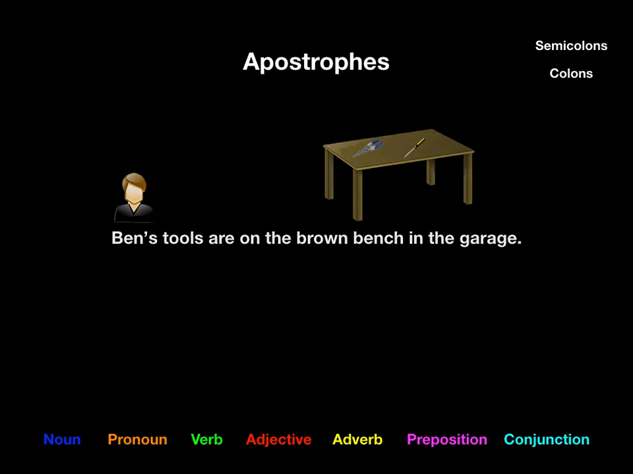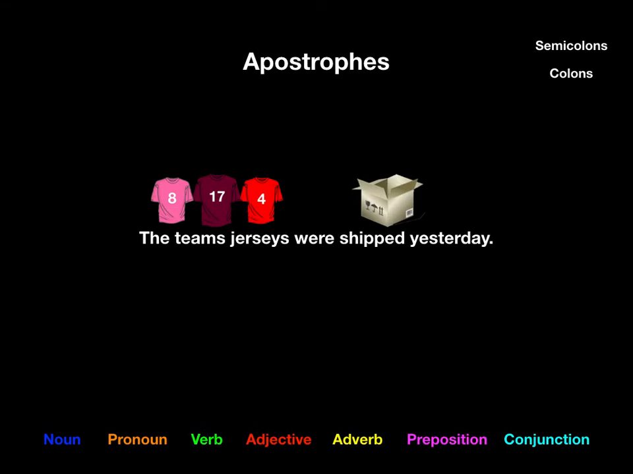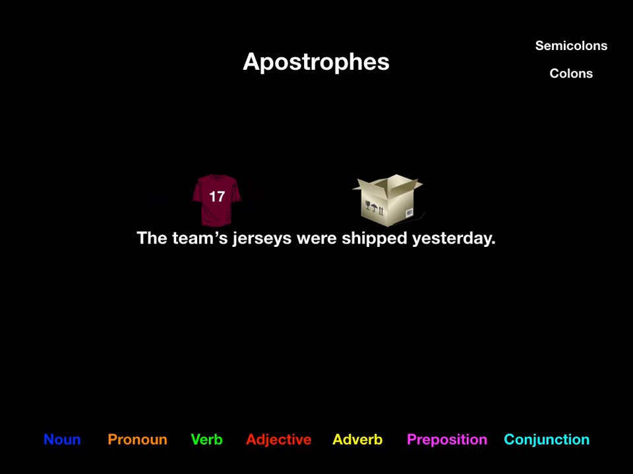Let's take a look at another example. The teams jerseys were shipped yesterday. As in the previous example, we have an adjective denoting ownership. They are the team's jerseys. You'll note that this example is mentioning multiple teams. If we add an apostrophe before the S, we are signifying that there is only a single team.